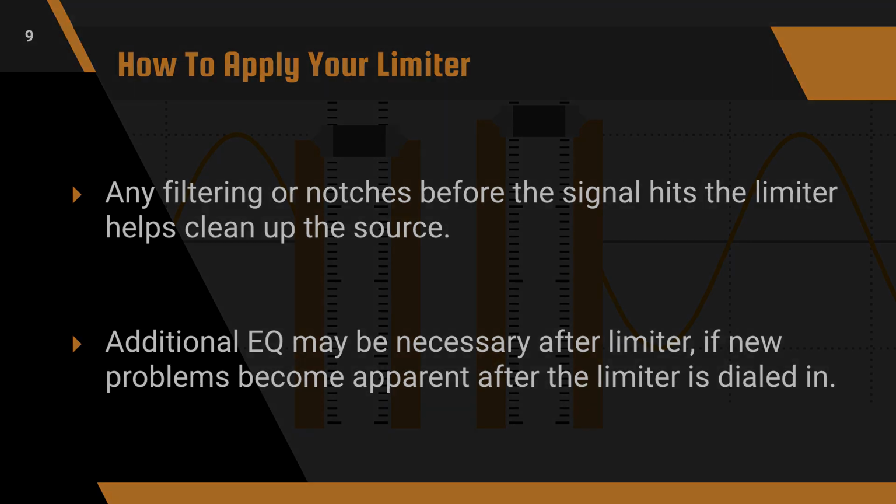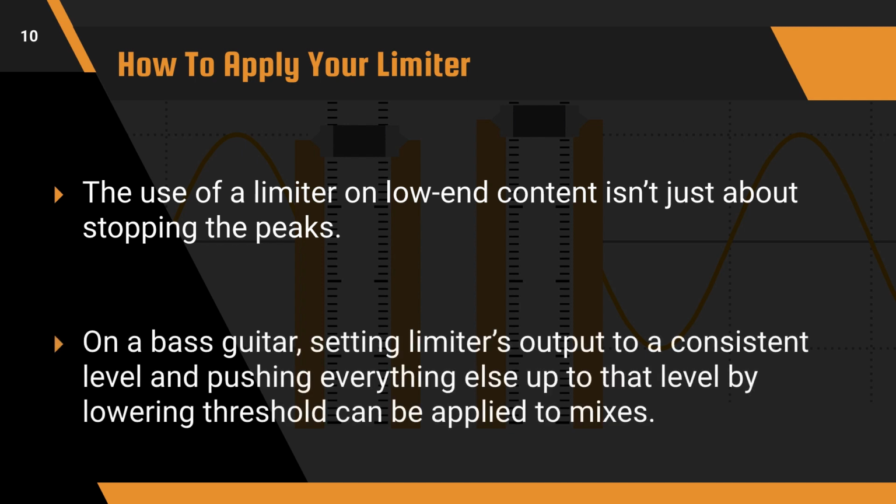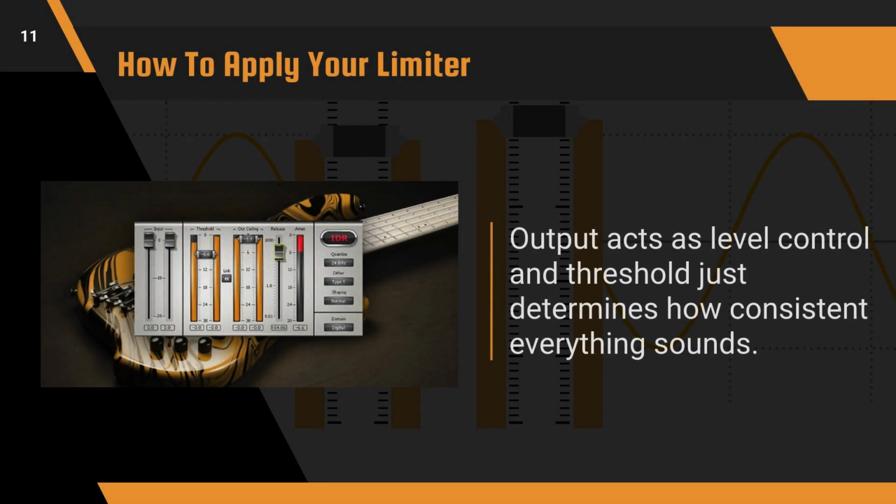The use of a limiter on low-end content isn't just about stopping the peaks, it's about raising the overall level of your low-end tracks. On a bass guitar, setting your limiter's output to a consistent level and pushing everything else up to that level by lowering your threshold is one of the coolest tricks that can be applied to your mixes. It makes all of the notes sound virtually evenly leveled. Your output acts as your level control, and your threshold just determines how consistent everything sounds.